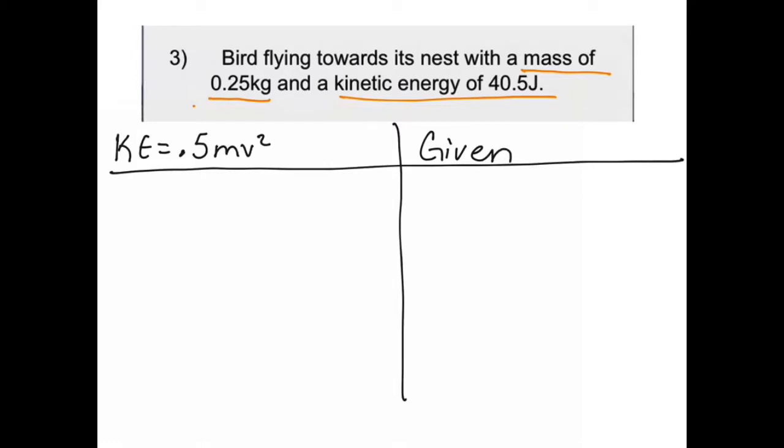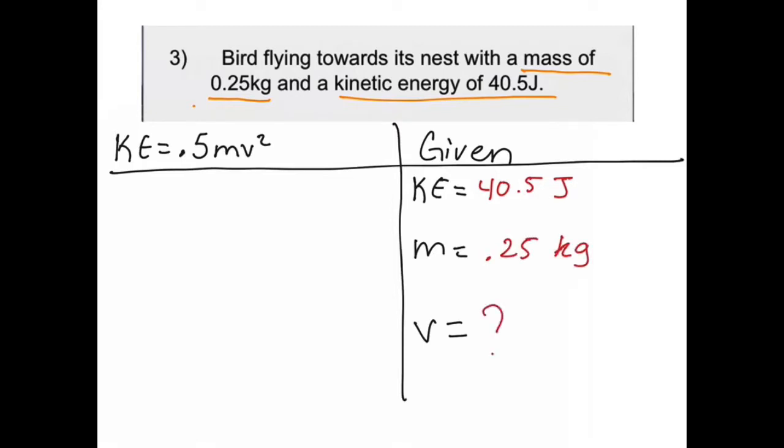Okay, so we're going to rewrite these. KE equals, m equals, and v equals, right? So we have KE over here. I feel like writing in red. Alright, so you have KE is 40.5 joules, and we have a mass of 0.25 kilograms. Now, we don't know what velocity is, so we know this is what we have to find. It's written in green.